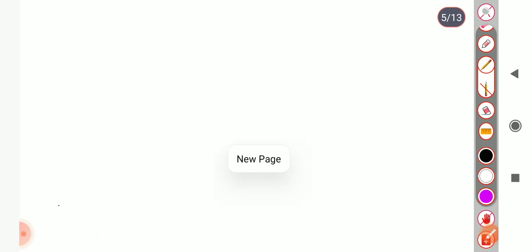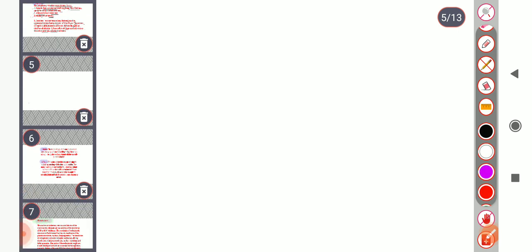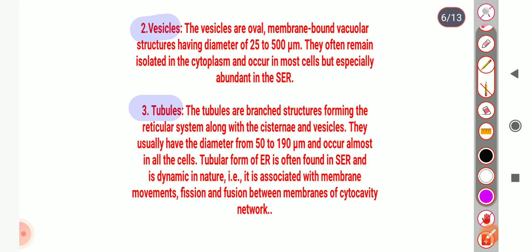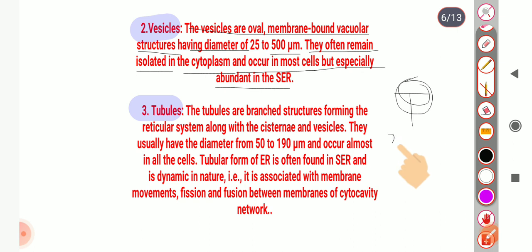Next, we study vesicles. The vesicles are oval, membrane-bound vacuolar structures having a diameter of 25 to 500 micrometer, and they often remain isolated in the cytoplasm and occur in most cells, but are especially abundant in smooth endoplasmic reticulum.